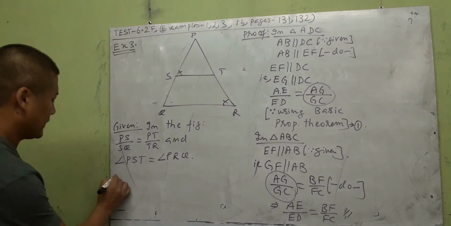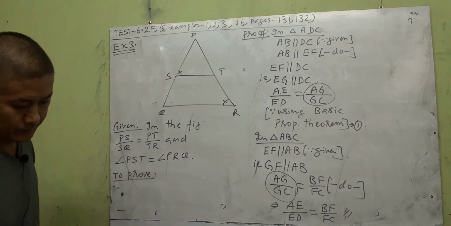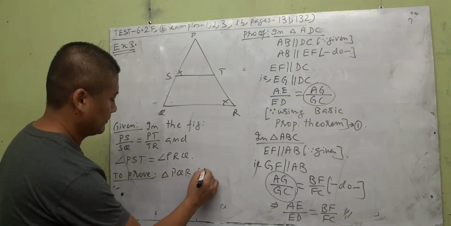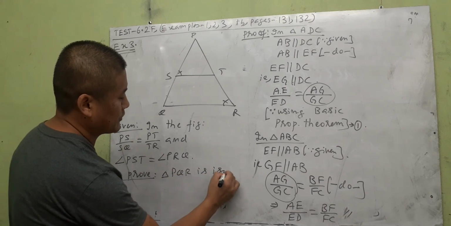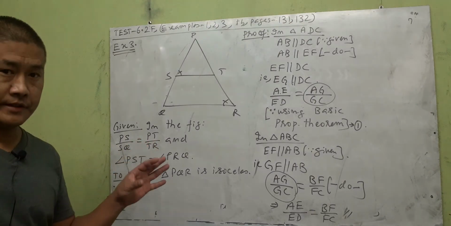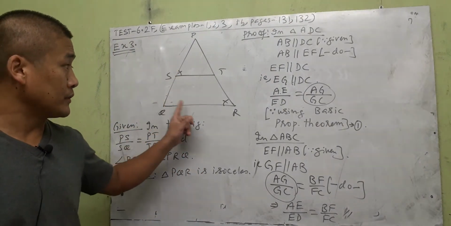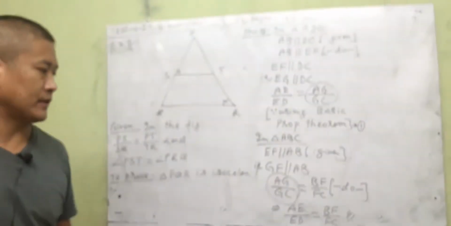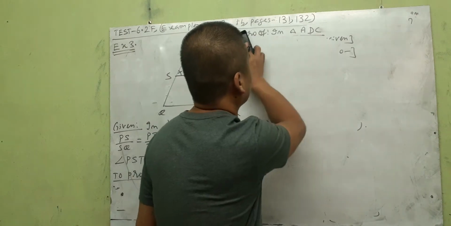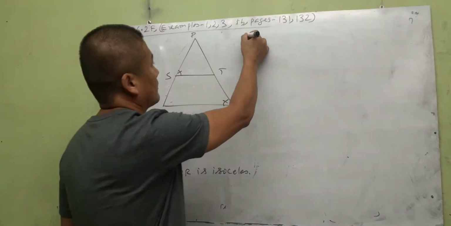We have to prove something, so let's write down: to prove, triangle PQR is isosceles. Now we know that the definition of an isosceles triangle is that out of the 3 sides, 2 sides must be equal. So we're basically trying to prove that these 2 sides of this triangle are equal, then that is isosceles. So how do we go about doing that? Well, let us do that. Here proof means your answer for this.